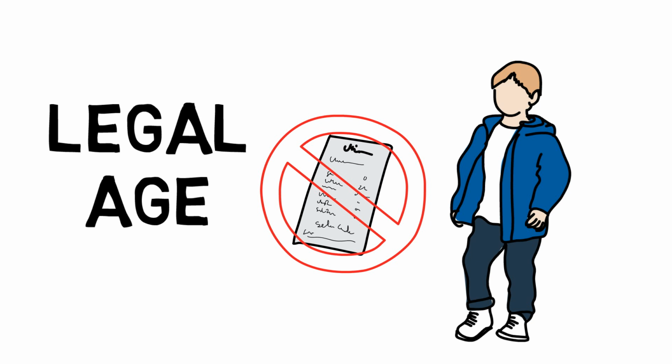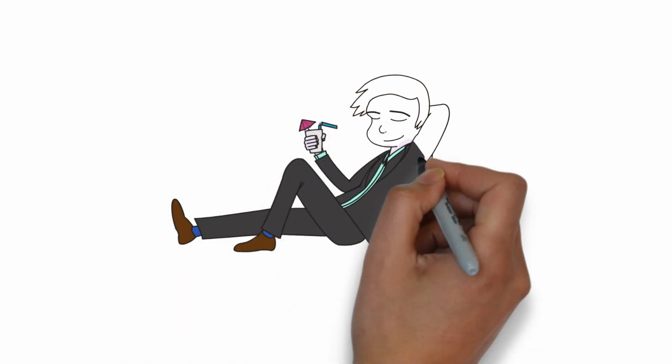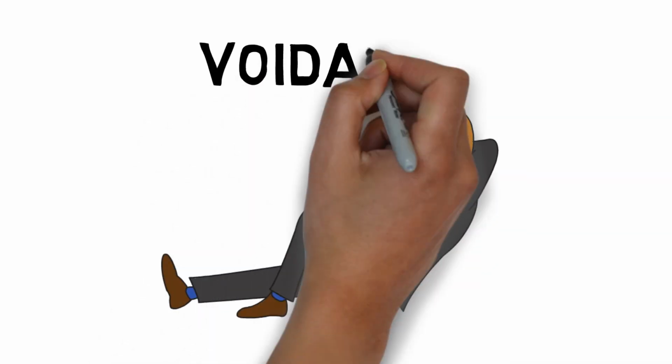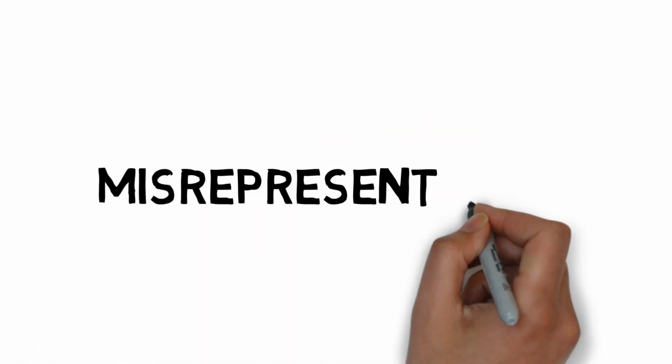Once a person becomes of legal age, the person must then make up their mind whether to ratify and accept the contract or to void out the agreement. Another example of a voidable contract is someone who signs a contract who is intoxicated. That would be a voidable contract. Another type would be misrepresentation.